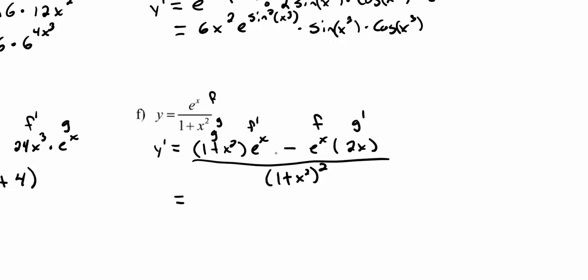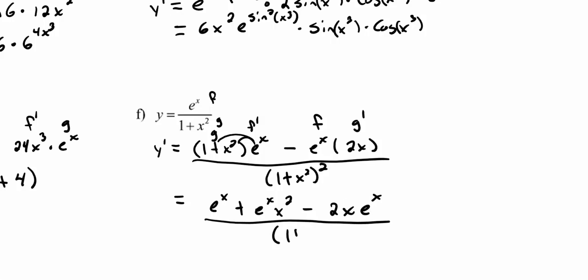Okay, so I'll factor out an e to the power of x in the numerator there. Actually, I better show this next step. Let's expand that e in, right? So we've got e to the power of x plus e to the power of x times x squared, minus, here I'll go, 2x times e to the power of x, all over 1 plus x squared squared.